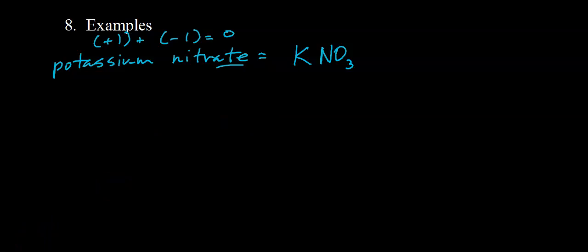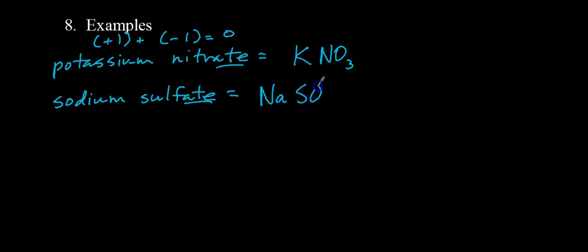Let's try another. Let's write the chemical formula for sodium sulfate. Sodium is a monatomic ion, symbol is Na. We see that ate suffix, sulfate, which tells us the anion is polyatomic. Be careful with sulfate versus sulfite. Sulfate, SO4. Charges?